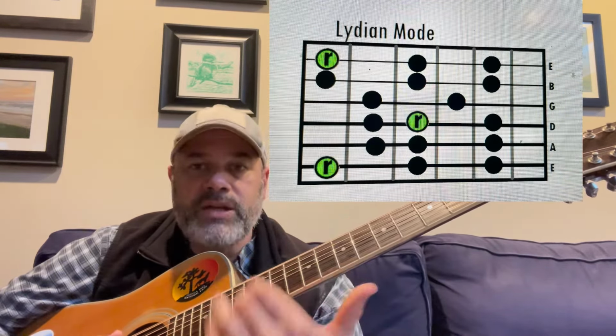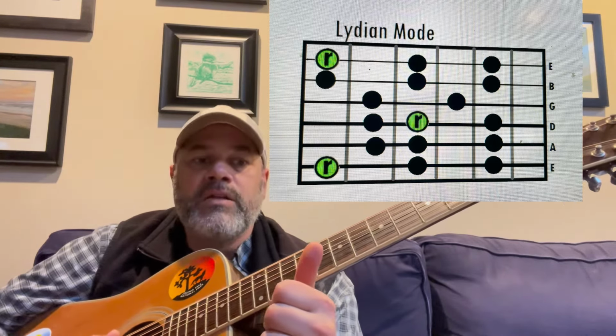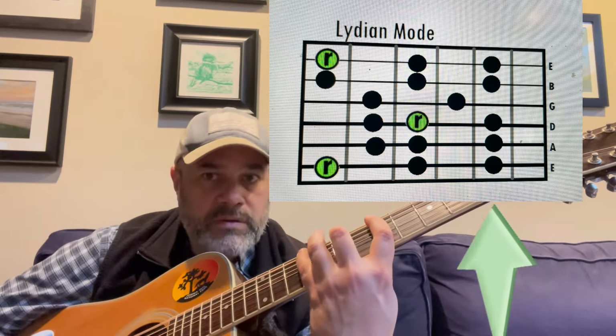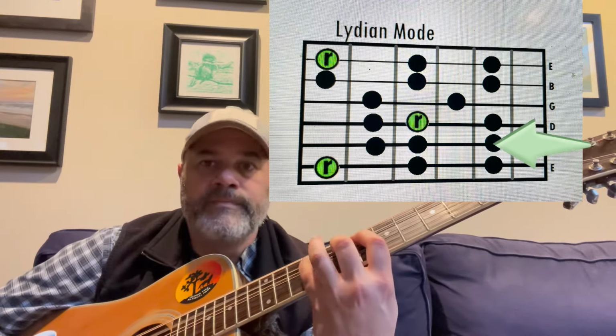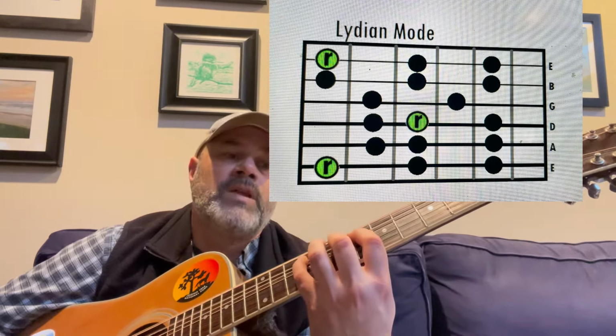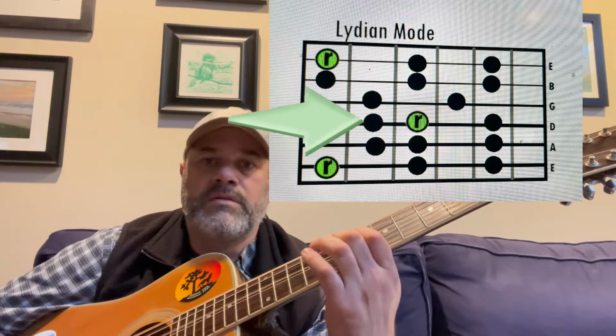So while it is major, by definition, it has the major 3rd interval. It has the major 6. It has the major 7.